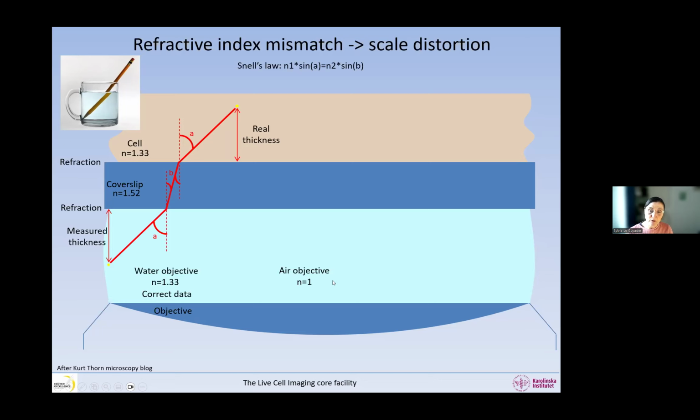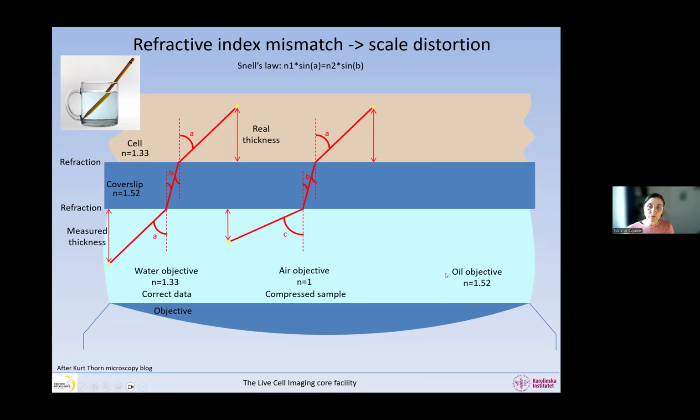But now let's say that we use an air objective instead. So now we have a mismatch between the sample and the air objective. The air is basically the immersion medium, if you want to say. In that case, the two angles are different, and we can see that there's a lot more refraction when we go to air. The measured distance is smaller, so our sample looks compressed. When we do a Z-stack of the sample, it looks shrunk. It's not, but this is what it looks like because we did it optically.